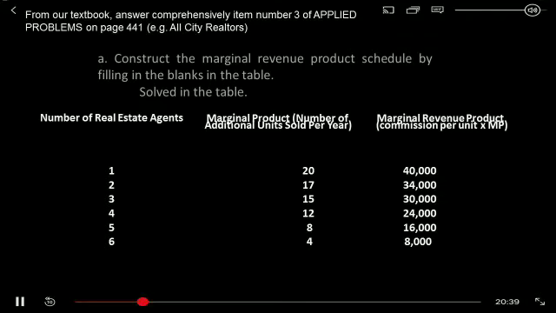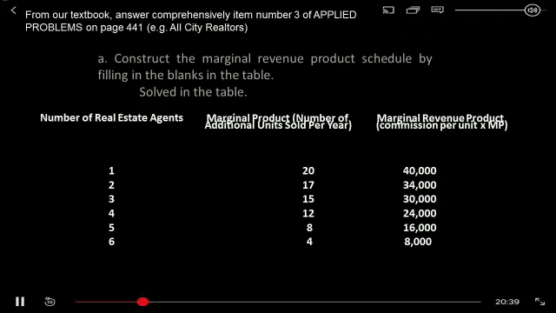Requirement A. Construct the marginal revenue product schedule by filling in the blanks in the table. This is the solved table. To get the marginal revenue product, you have to multiply commission per unit by marginal product.